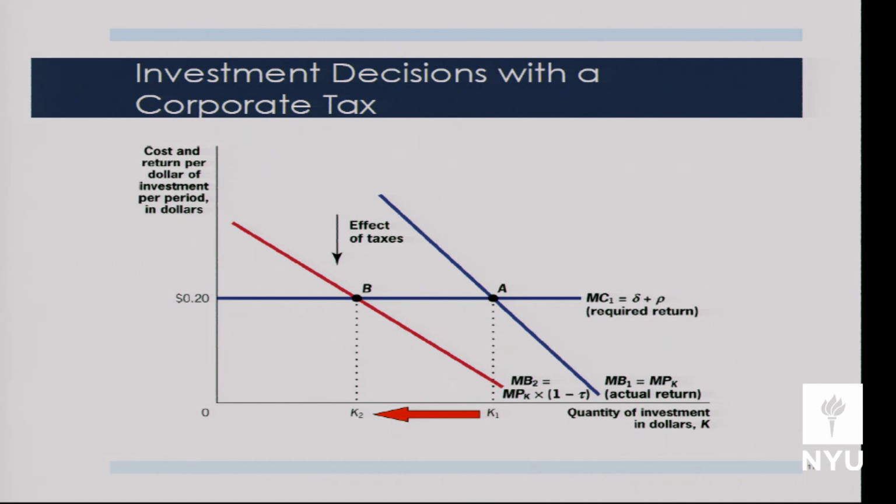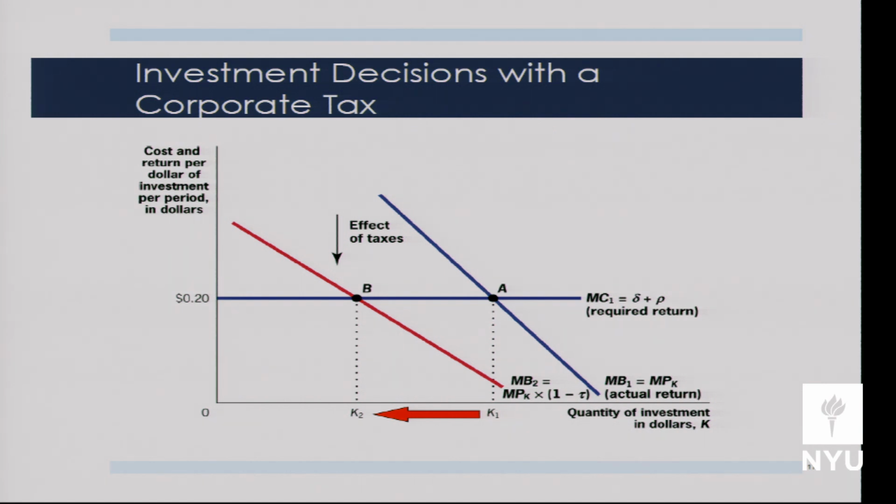So our marginal benefit curve goes from MPK to 1 minus tau times MPK. Say tau is 35%. That means our new marginal benefit curve is 0.65 times MPK. It's a proportional shift, right? So we're going to get this rotation of the curve. It's not going to be a parallel shift because we're multiplying by a fraction. It's going to sort of rotate. So the red curve is our new marginal benefit curve.